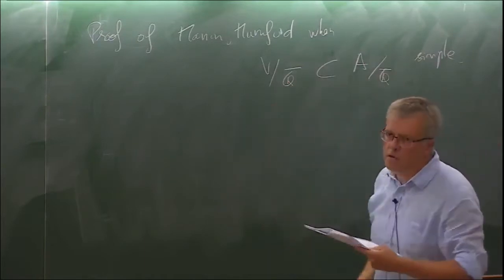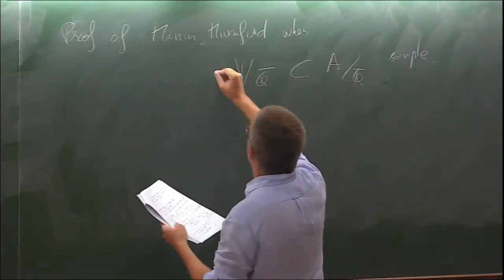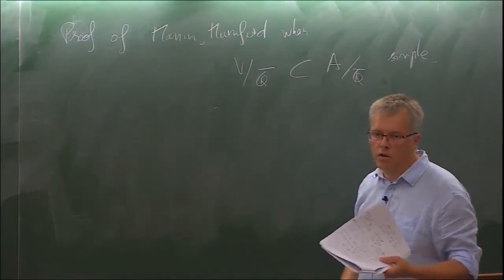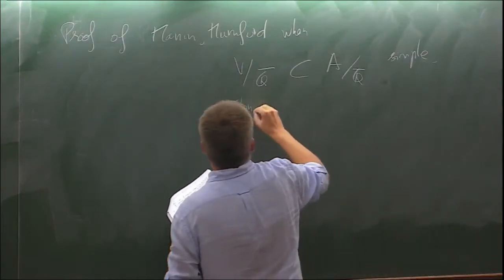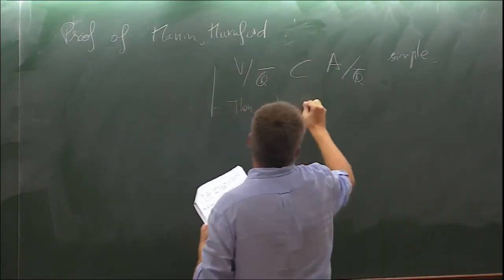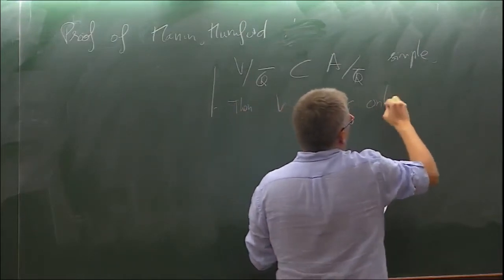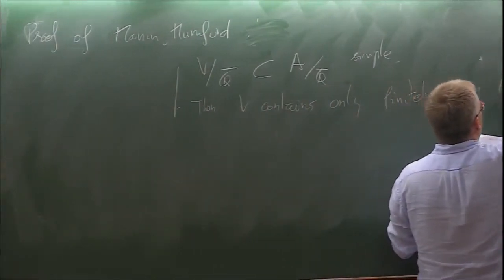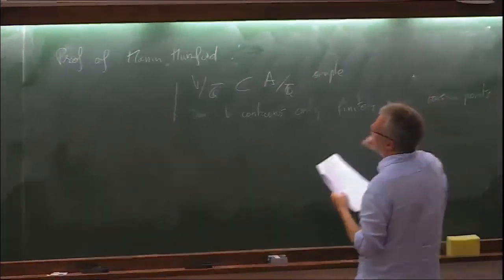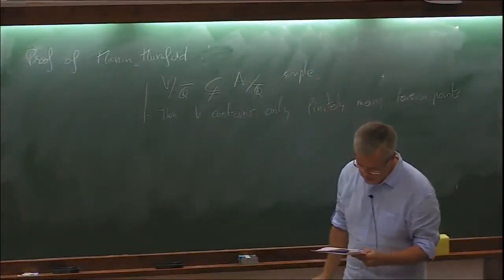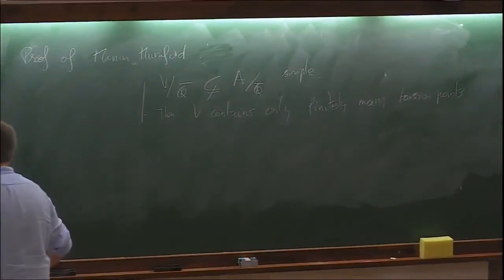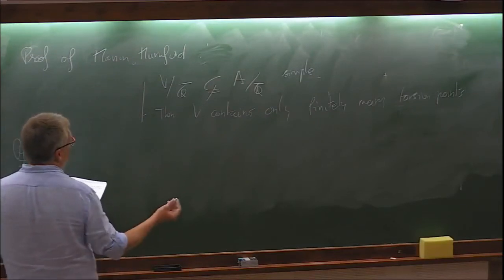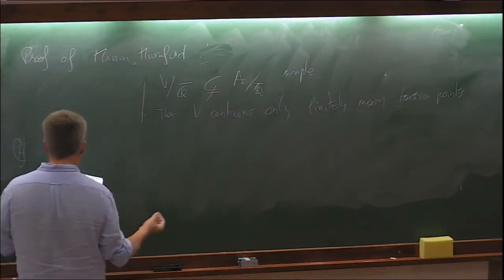And I'm assuming that V is already defined over Q bar. And then I want to show, because my assumption is that this is simple, that V contains only finitely many torsion points. This is a statement. So of course here I have to put a strict. Okay, so let's do the proof. A is simple, so it does not contain any proper abelian subvariety.